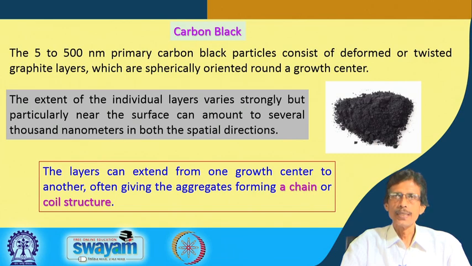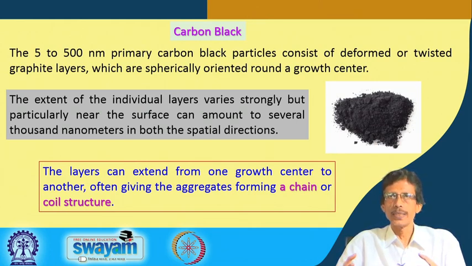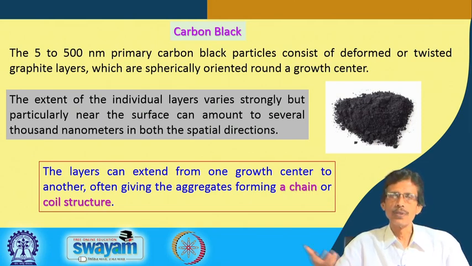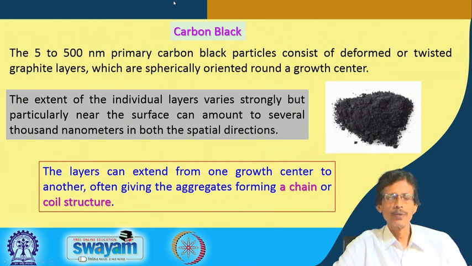So, these layers, basically the layers of these deformed graphite layers, can extend from one growth center to the other. So, what we are talking about, one particular growth center can move from one growth center to the other, and those two centers, or more than two centers, can now aggregate. So, this aggregation basically can give rise to a chain structure or a coil structure. So, basically starting from the graphite layer, the deformed graphite form, then twisting and then coiling. All these things will be there within these particles of carbon black. So, that is why they have very useful application for different uses.